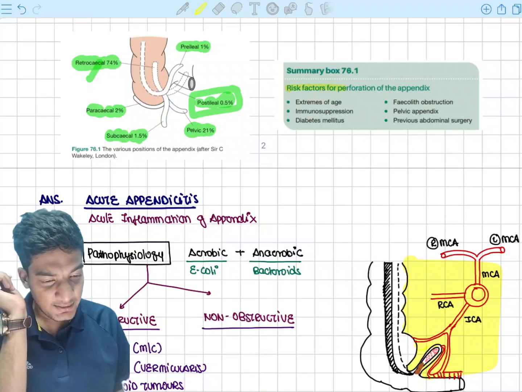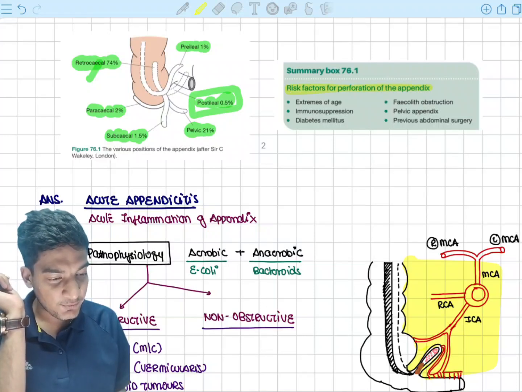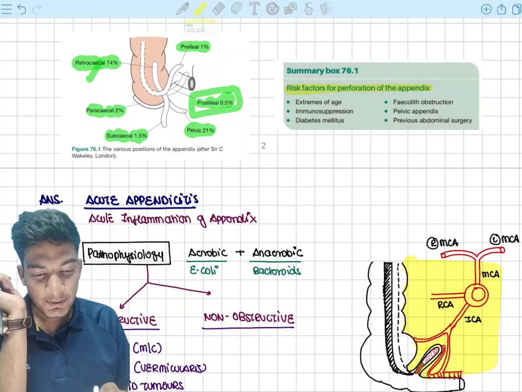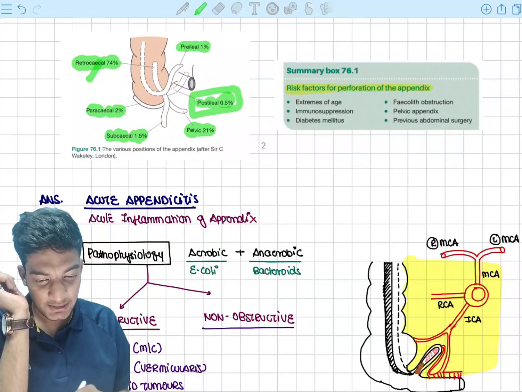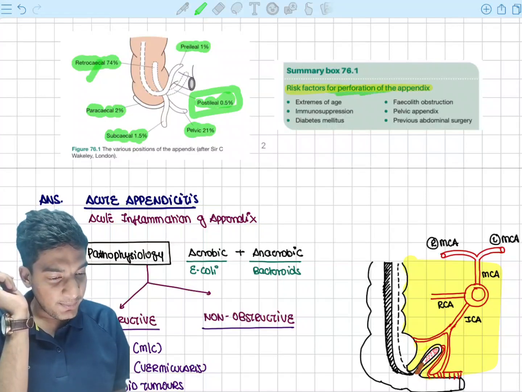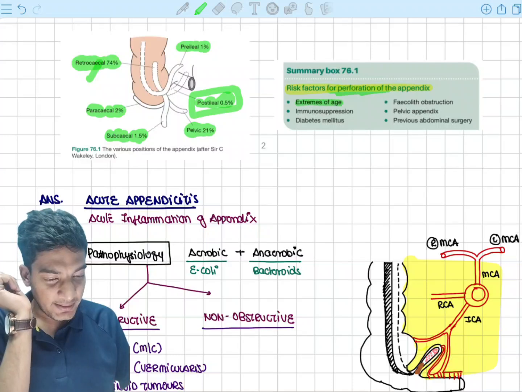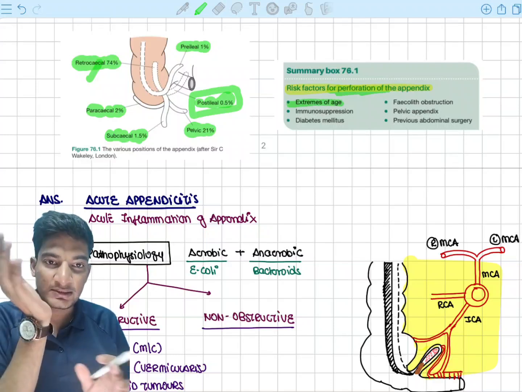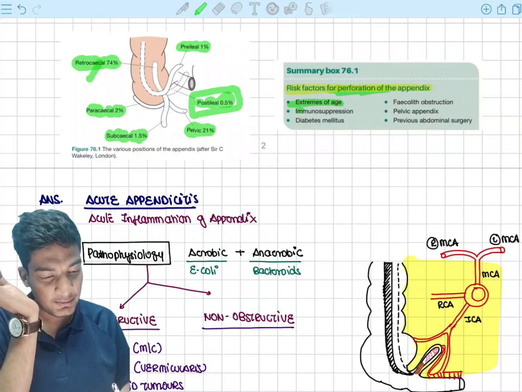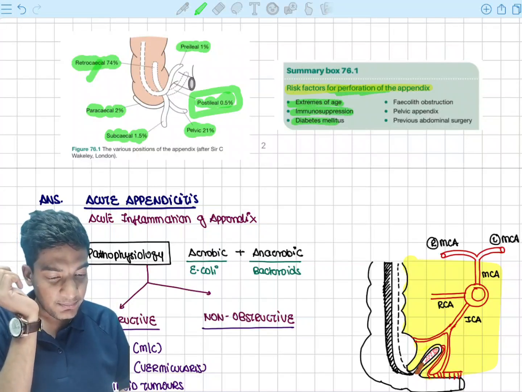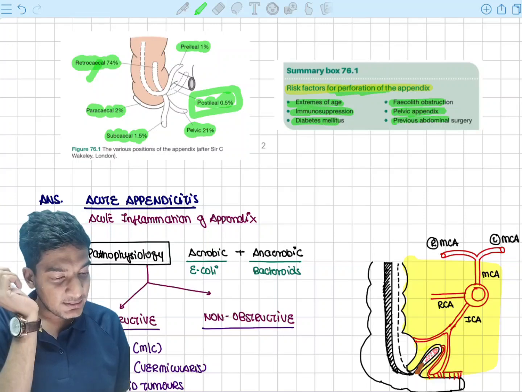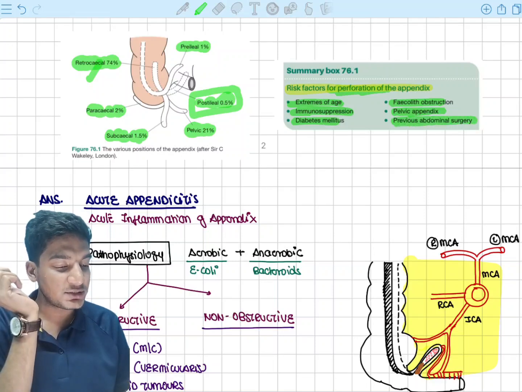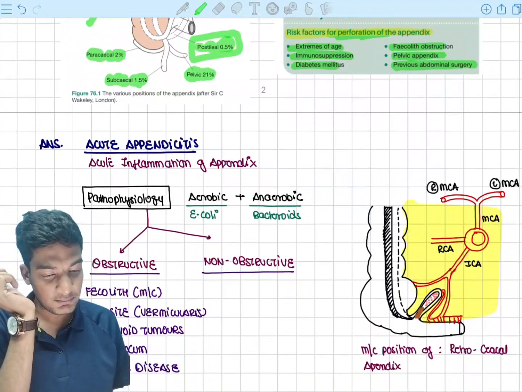Now let's deal with the risk factors of perforation of the appendix. The perforation is a different thing, but since it is given in Bailey, we'll deal with it. Perforation of the appendix is common in extremes of age, either the young or the elderly, immunosuppression, diabetes mellitus, fecolith obstruction, pelvic appendix, and previous abdominal surgery, which could lead to weakness of the muscle.